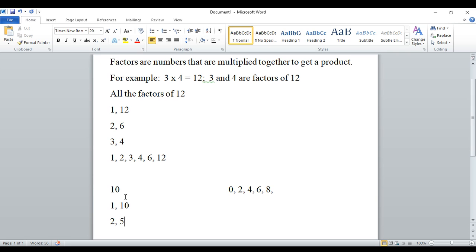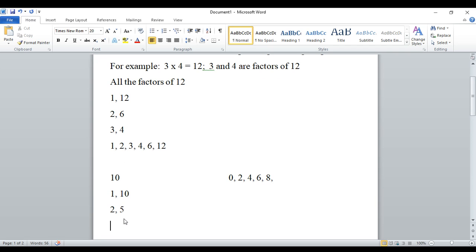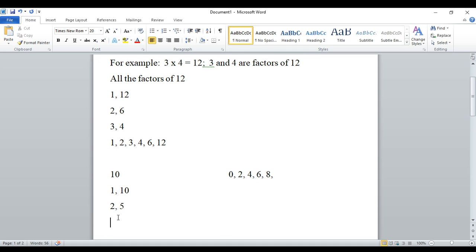Can we multiply 3 times anything to get 10? No, because 3 times 2 is 6, and 3 times 3 is 9, so that isn't going to work. Can we multiply 4 times anything and get 10? No, 4 times 2 is 8, 4 times 3 is 12, so nothing we can multiply there. It has to be a whole number. It can't be a partial number. Can we multiply 5? Yes, we can, and we already have 5 written down here. That is how we know we're done. When we repeat a number, we know we found all the possible factors.